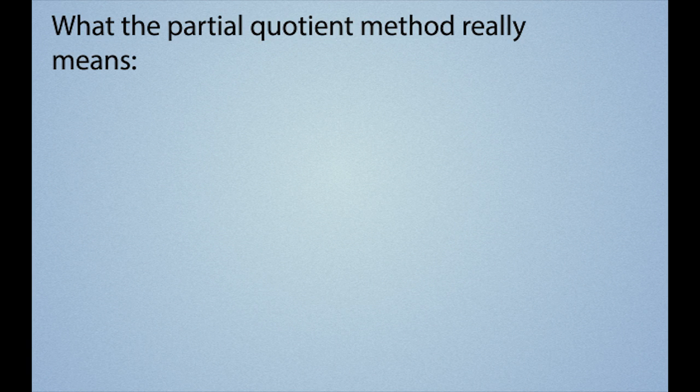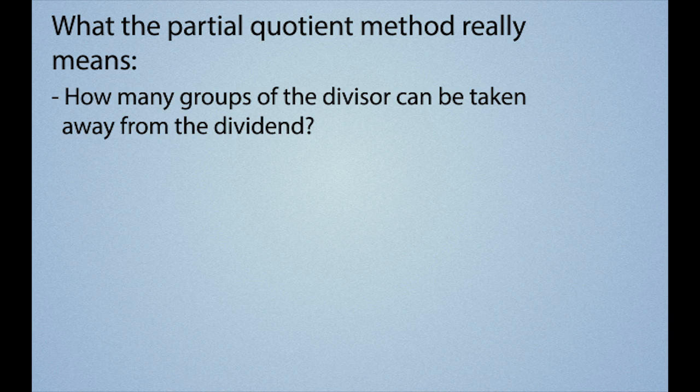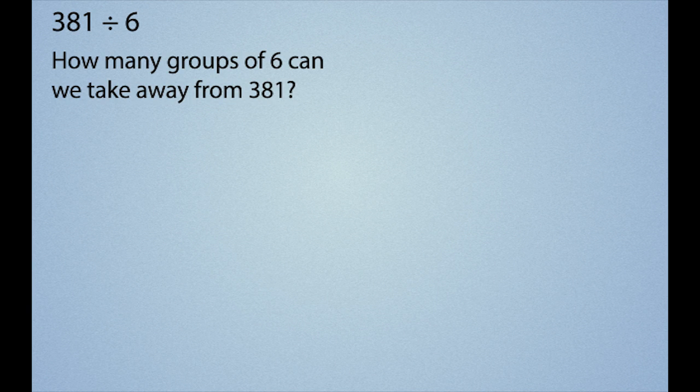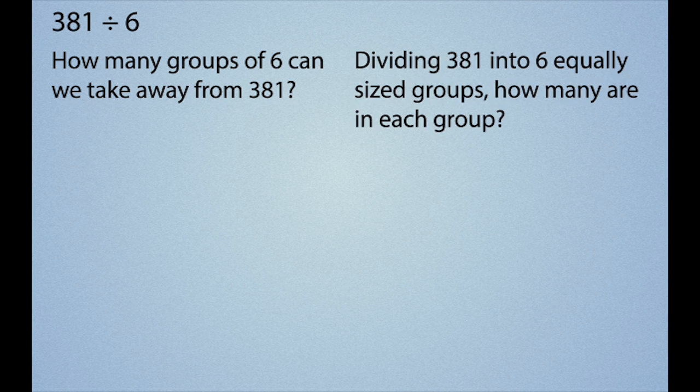For the processing part of this lesson sequence, we're going to be looking at what this partial quotient method really means. It does require students to think about how many groups of the divisor we can take away from the dividend. So in this case, we're going to take a look at 381 divided by 6. We want to think about either how many groups of 6 can we take away from 381, which would be an example of equal grouping. Or we can think about it as we're taking 381 and dividing it into 6 equal-sized groups. How much can we put into each group?